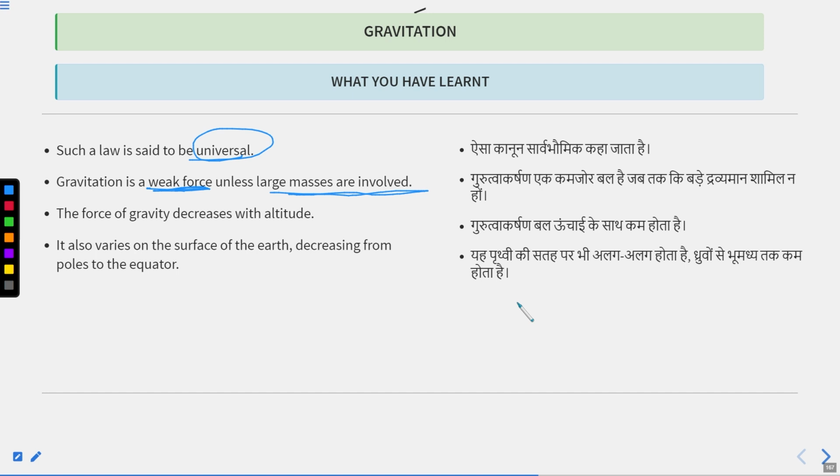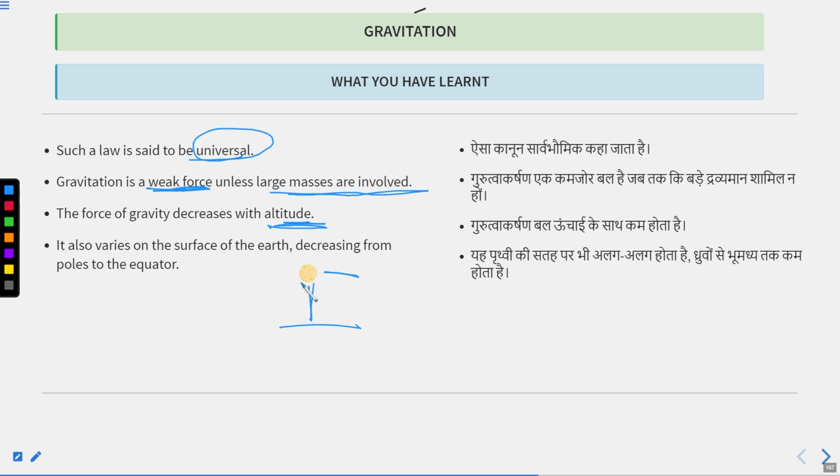But when it comes to large masses, like the mass of a star, the Sun, or a planet, then gravitational force is not that weak. The force of gravity decreases with altitude. Altitude means distance. If the distance increases, the force of gravitation decreases because it is inversely proportional to the square of the distance. So as height increases, the force between Earth's gravity and any object also decreases.